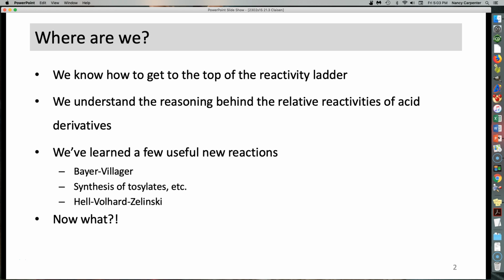Now we should understand in some detail the reasoning behind the relative reactivities of all these carboxylic acid derivatives: resonance and electronegativity, good review of old concepts. And I'll admit we've thrown in a few new reactions that are pretty useful. The Baeyer-Villiger, how to make tosylates, fantastic leaving groups for alcohols. And everybody's got to love the Hell-Volhard-Zelinsky just because of the name.